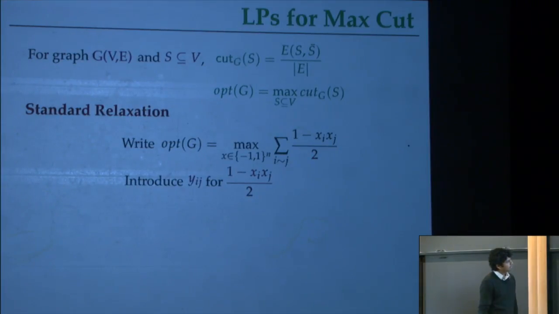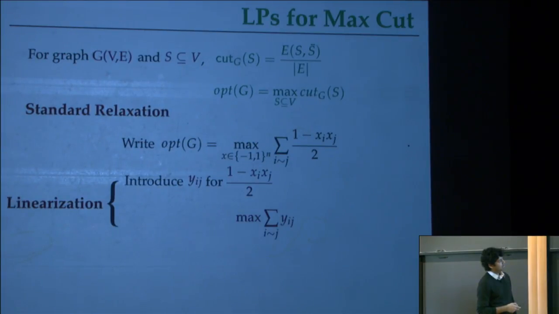This is a 0-1 valued function that gives the value 1 if ij is included in the cut. The first issue we have is that linear programming is about maximizing or minimizing a linear function over a polytope. We would really want to maximize this function, which is not linear, so we're going to linearize it. We introduce variables y_ij for this indicator, so y_ij stands for this quantity.